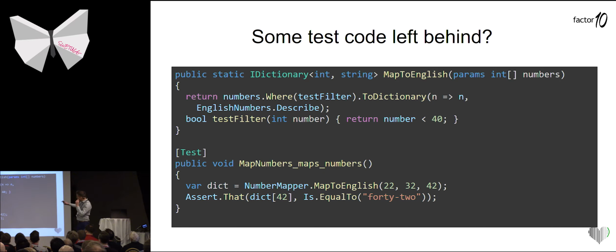What we have on top is actually the production code. So you just have to imagine that there's a separation in between here, production and test. Apparently we have a map to English. It uses our English numbers describe method that we had before and maps the input array to a dictionary. And apparently someone put in a filter, possibly for test reasons, unknown to us. We can use git blame to figure out why, but someone left some code in there that excludes numbers 14 and up. And then our test passes in 22, 32, and 42, and then just does a lookup for 42.